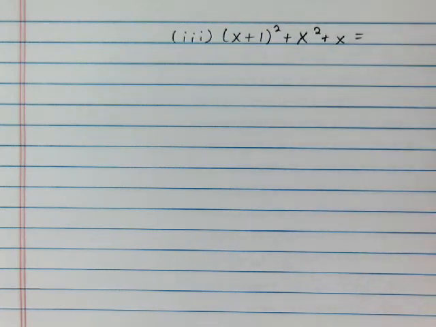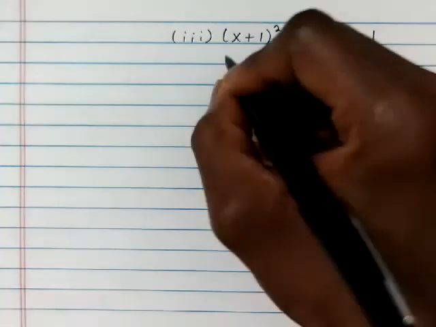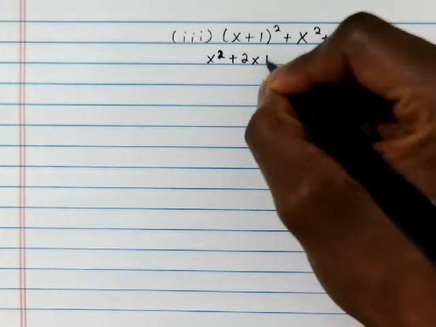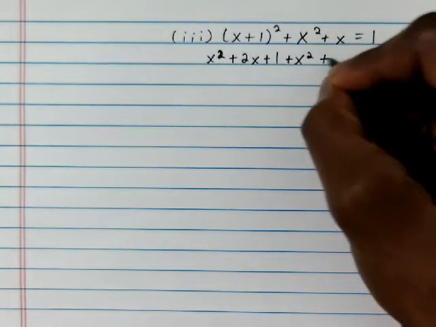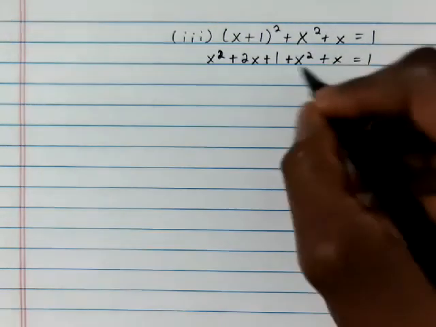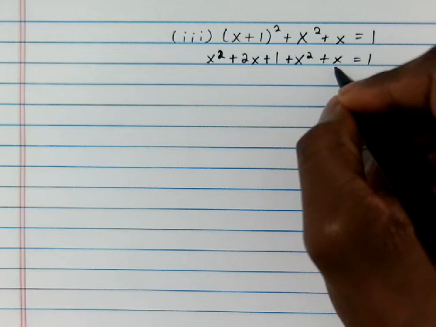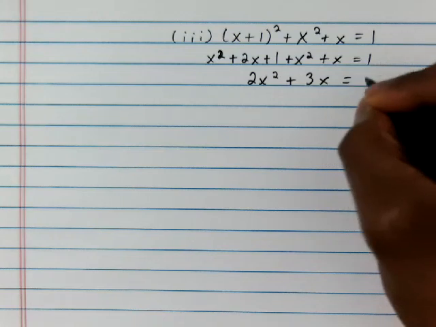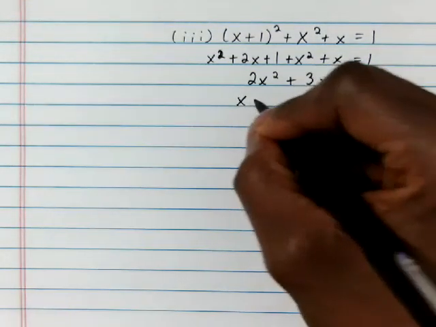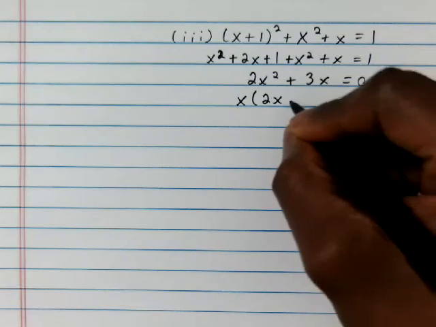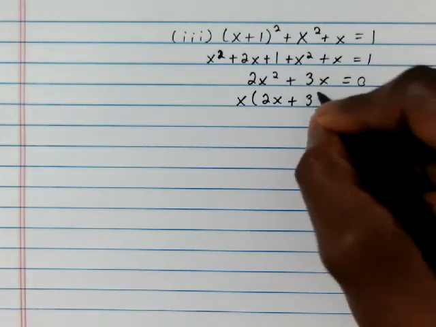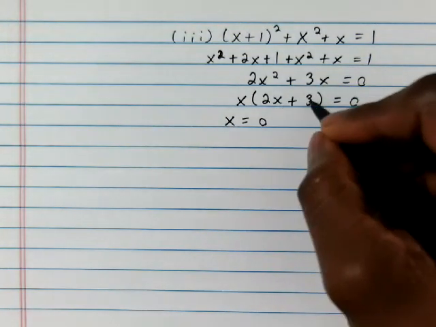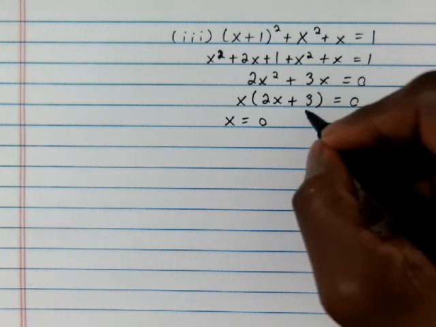equals 1. All right, so if we simplify this, we get x squared plus 2x plus 1 plus x squared plus x equals 1, which gives us 2x squared plus 3x equals 0. We can factor out an x from both of those. x times 2x plus 3 equals 0. And this tells us x equals 0, or 2x plus 3 equals 0, which says x equals negative 3 halves.